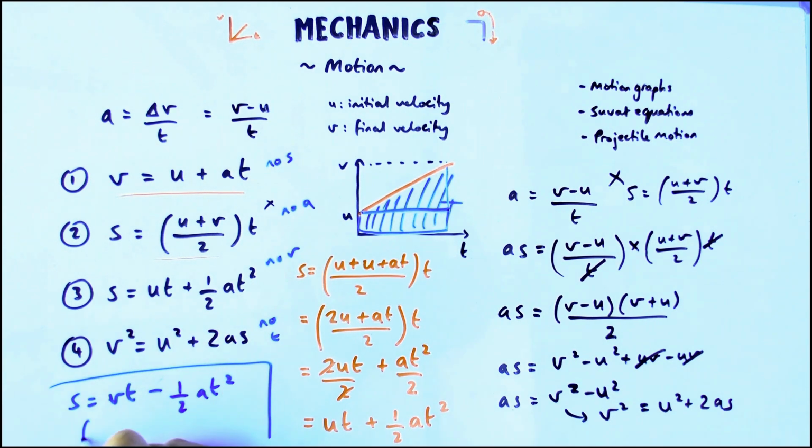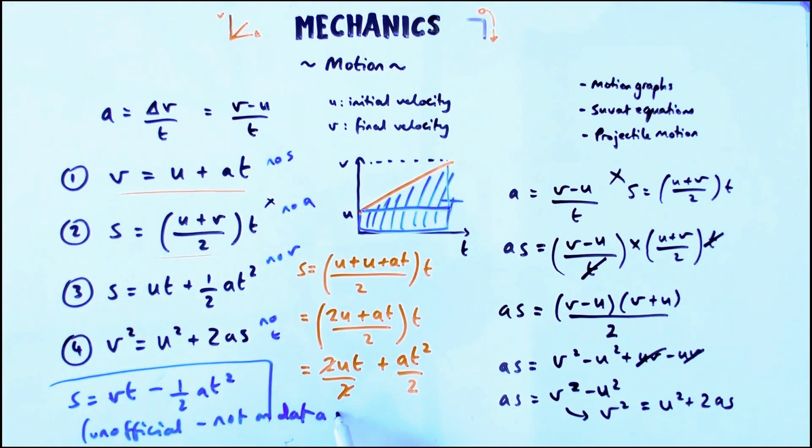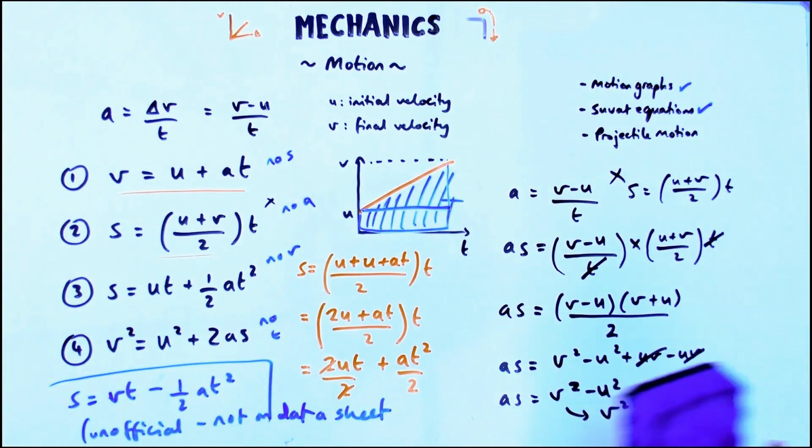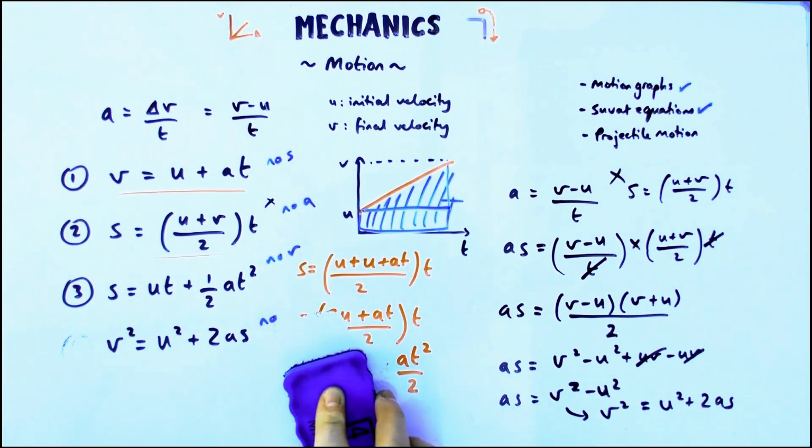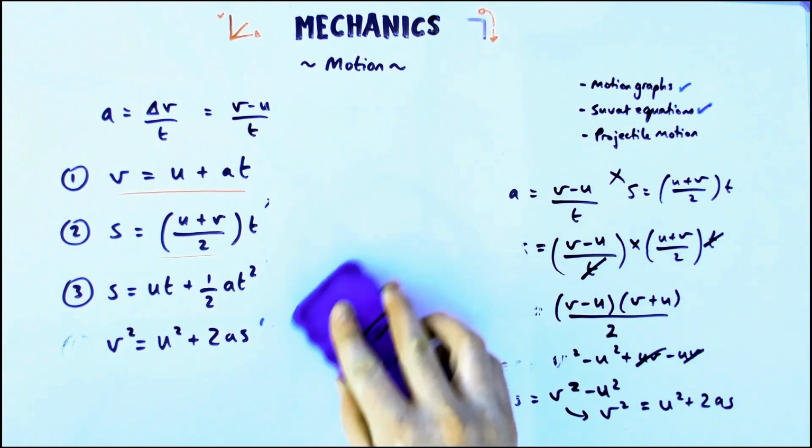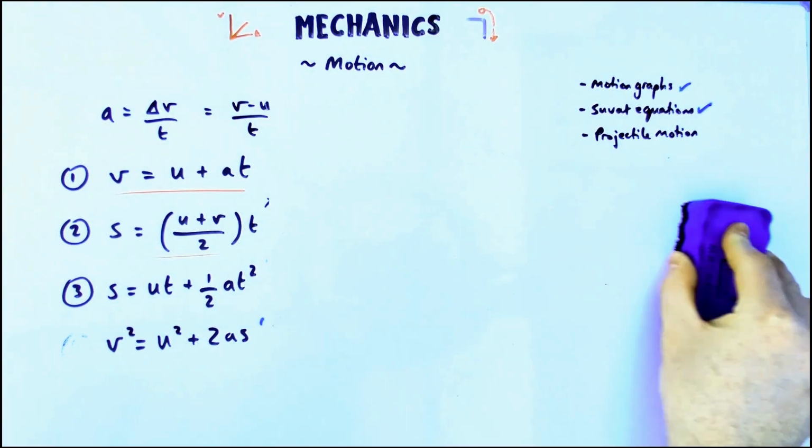Now there is a slightly unofficial last equation which isn't on your data sheet for AQA physics, for example, and it says that the distance equals vt minus half at squared. So it's kind of a similar version to equation 3, but just replacing u with v, and that makes the half at squared negative.